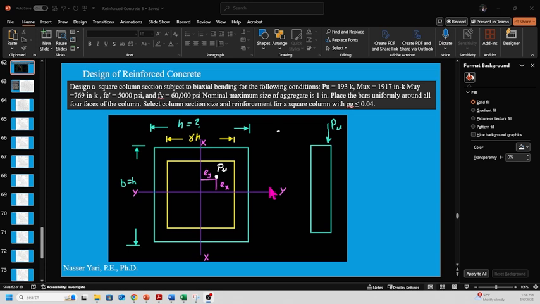The last column we designed was just pure axial. This one, we're going to use the interaction diagram. What the interaction diagram is, let me go to the PowerPoint here and show you for a couple of minutes.